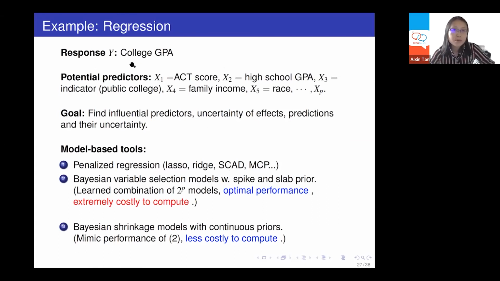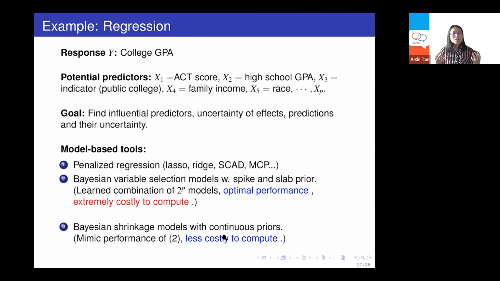In a regression problem, you have a response, you have potential predictors, you want to find the influential predictors, make predictions for newcomers, and assess the uncertainty of effects, okay? So there are Bayesian variable selection models that do this, but they are extremely costly to compute. So what my student and I dealt with was a continuous version that mimics the performance of the Bayesian variable selection. And our goal is to find more efficient ways to do the computing.